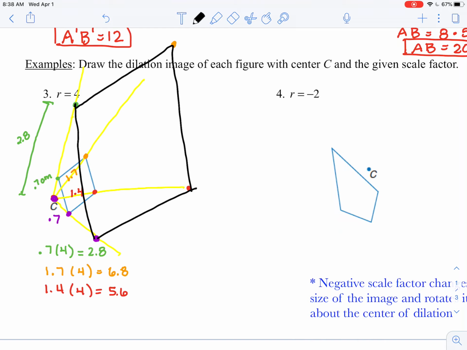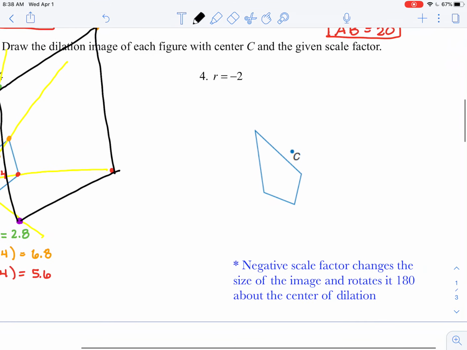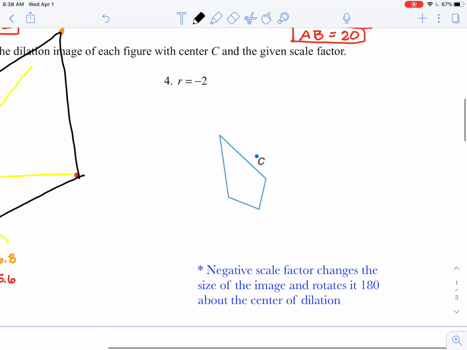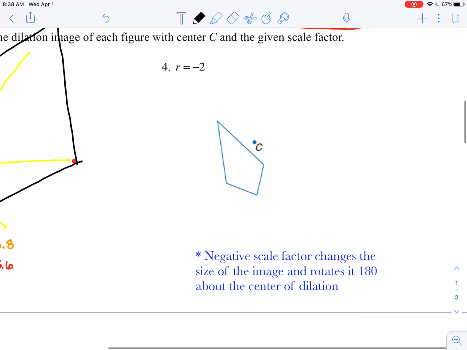For question number 4, we're doing another dilation. This time our scale factor is -2. So I mentioned before that we're always looking at the absolute value of the scale factor, but a negative scale factor changes the size of your image, but it also performs a rotation 180 degrees around the center of dilation.